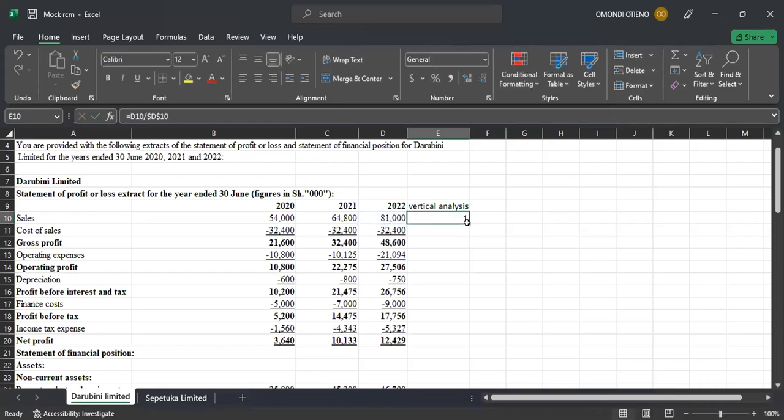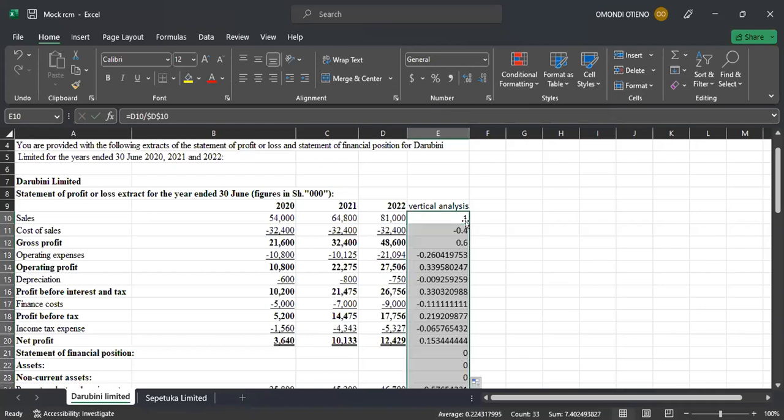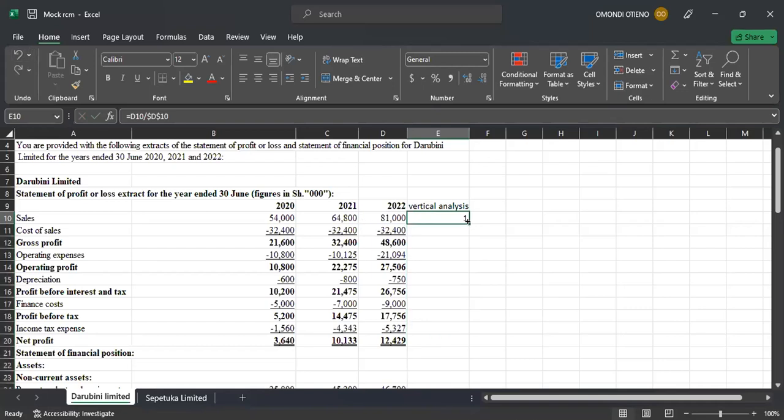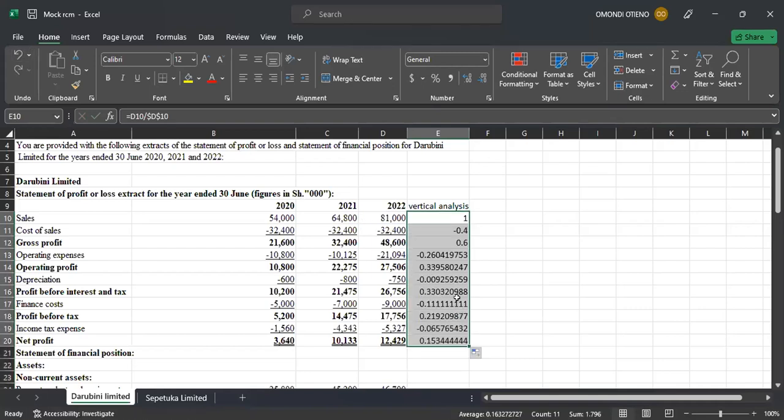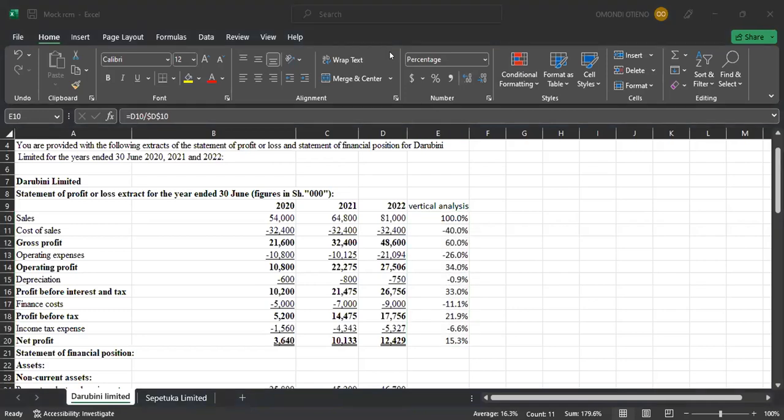Once that is done, we'll be able to see it displaying 1. So you just autofill to get your percentages. Of course, in Excel, you don't need to multiply by 100. You just come here and insert the percentages, either at 0 decimal places or even 2 decimal places. So are we now together up to this particular point?